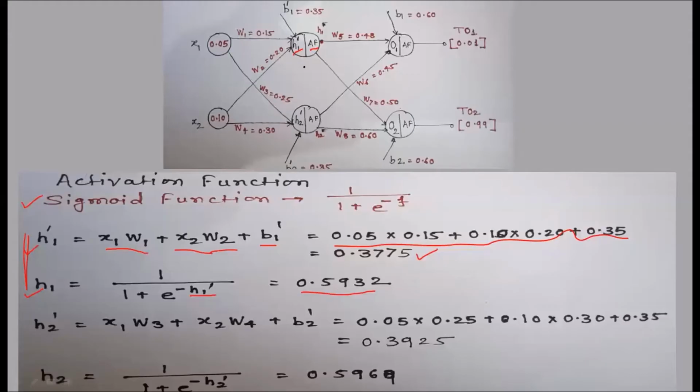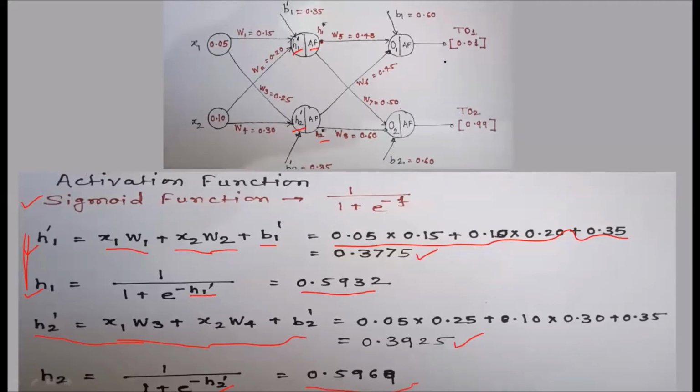Then, using the same method, you have to find this H2 dash. So H2 dash is equal to X1 into W3 plus X2 into W4 plus this bias, that is B2 dash, which is 0.35. This formula is written for the sum; substitute the values and you will get this output. Now again H2 dash is passed through the transfer function, because we want the output H2. H2 dash value you have to substitute here and you'll get this value. So try to solve it afterwards.